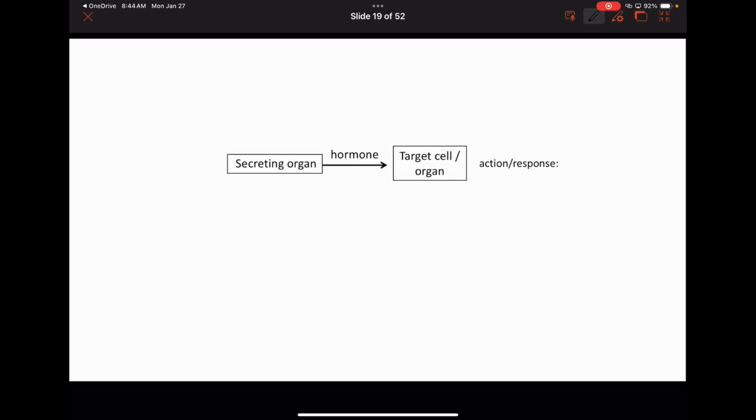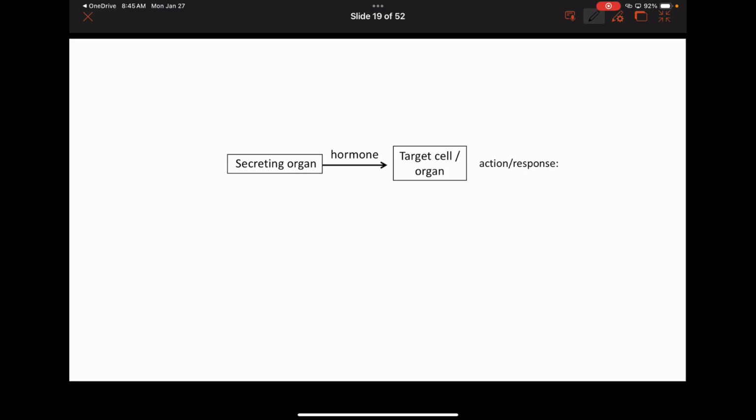So one thing you're going to be doing in lab today and for homework over the next couple of days is you're going to have to do hormone pathways. So the way the hormone pathways go, these are flow charts you're going to have to draw out. This is the kind of the makeup that you're going to have to follow. So the first box will have the secreting organ. You'll draw an arrow. Above that arrow will be the hormone that we're talking about. And then in the second box will be the target cell or organ that hormone is targeting. And at the very end, you want to give what is the action or response of that target cell.